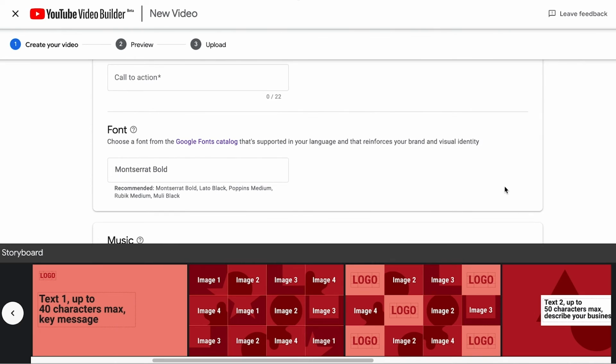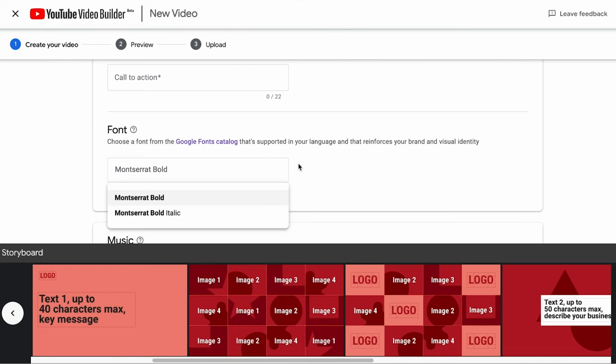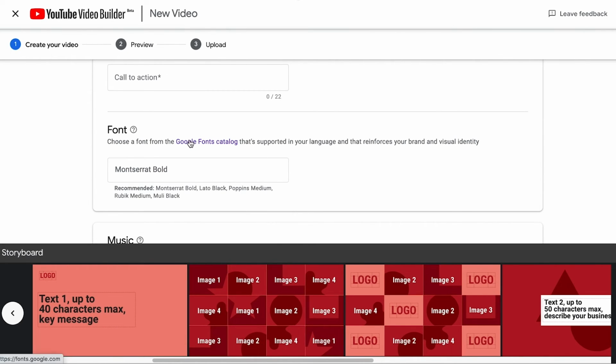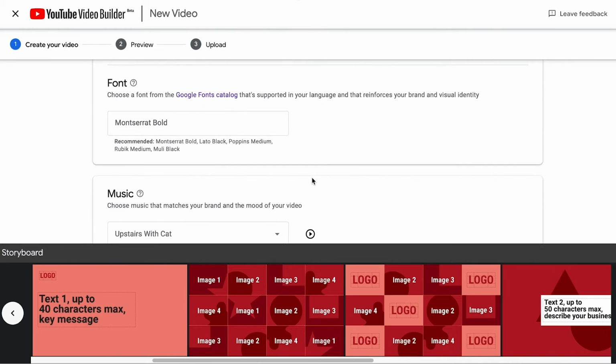The next step would be choosing your font. As you can see here, there is already a font selected, but if you want to choose a different font that is more suitable for your company, you can go to your Google Fonts catalog, as you can see here, and choose which font you want to use and insert it here, and make sure that it's actually implemented in the video.